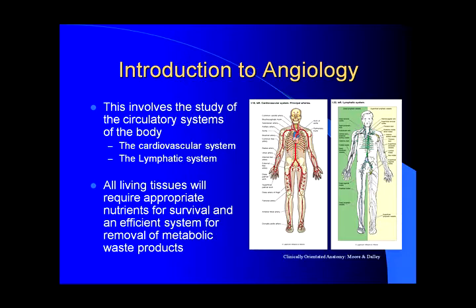The cardiovascular system being the system that provides oxygenated and nutrient-rich blood to the peripheral tissues. The removal of metabolic waste products occurs partly via the vascular system, via the venous system, and partly via the lymphatic system.